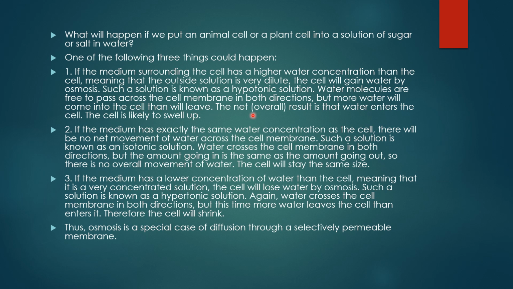Okay, तो जो net या overall result ये होता है कि water enters the cell and the cell is likely to swell up, right? Second, अगर medium has exactly the same water concentration as the cell, तो there will be no net movement of water across the cell membrane. ठीक है, ऐसे solutions को हम कहते हैं isotonic solutions. Water crosses the cell membrane in both the directions, but amount going in is same as the amount going out. The overall movement of water zero हो जाएगी. Cell size will stay the same.